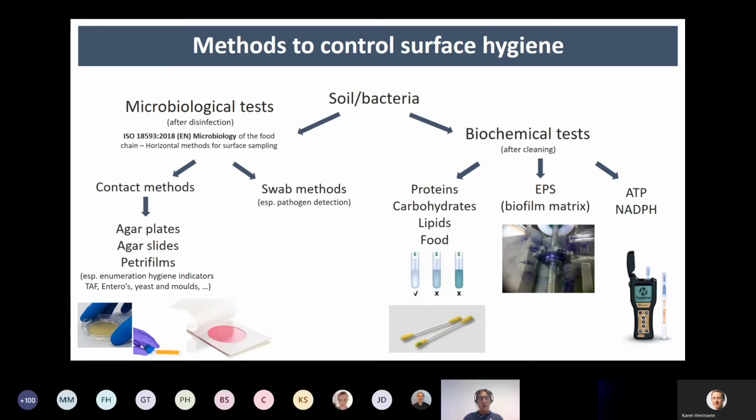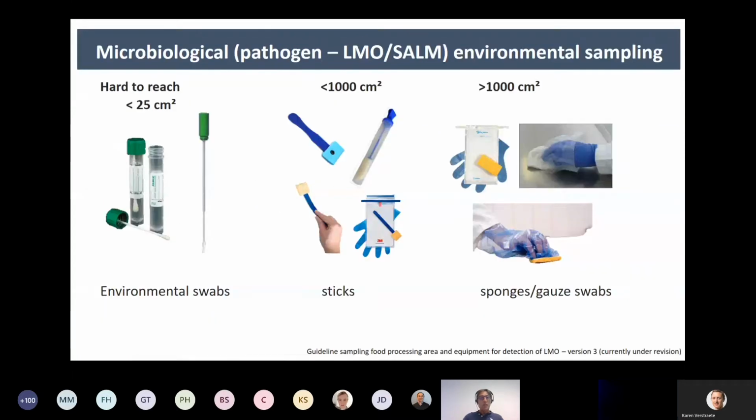Besides contact methods, swab methods can also be used, but those methods are of course more focused on pathogen detection, also looking for pathogen absence after cleaning and disinfection. If you use swabs, of course, you need to use the correct swab at the correct moment. You have a lot of types of swabs, but if you have to deal with hard to reach points which also have a small area, less than 25 square centimeters, then you need to use the environmental swabs on the left-hand side of the slide. If the area is bigger, then you need to use the sticks. And if you can sample more than 1,000 square centimeters, then sponges or gauze swabs need to be used.